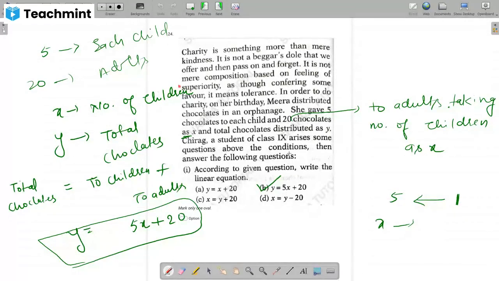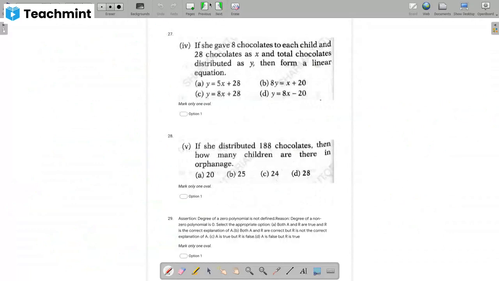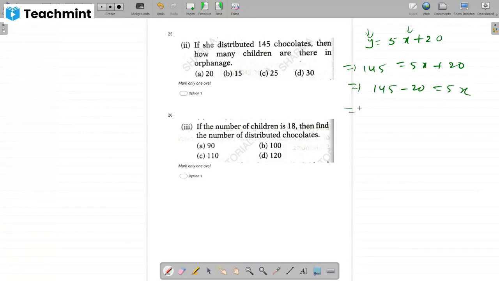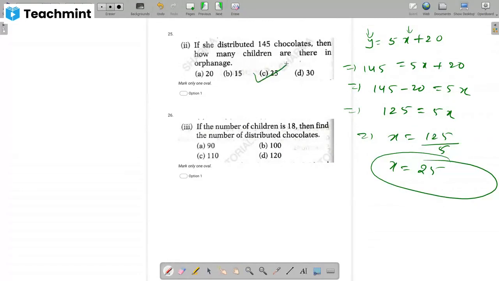So the equation is y equals 5x plus 20. I will write the equation here, y equals 5x plus 20, where y is the number of chocolates and x is the number of children. If the total number of chocolates is 145, then we have to find the value of x. We will transpose this 20, and when you subtract 20 you will get 125 equals 5x. When you divide by 5, x equals 25. So the correct option is option C.